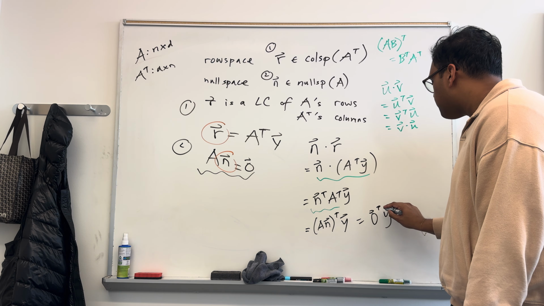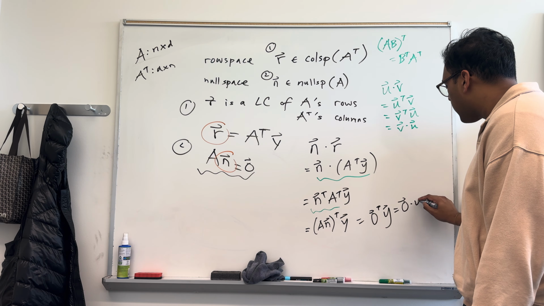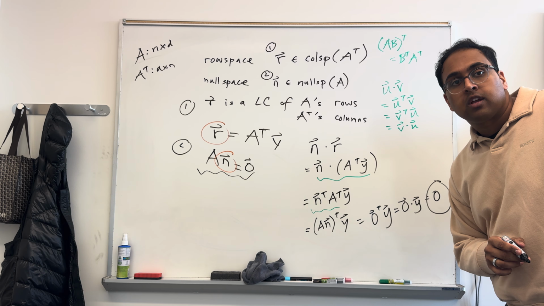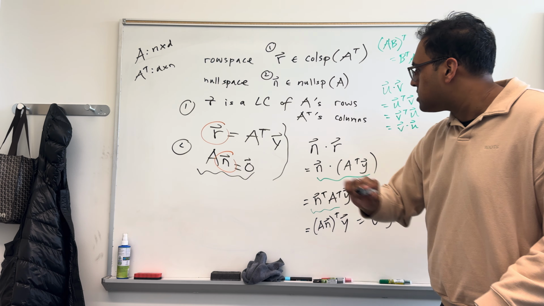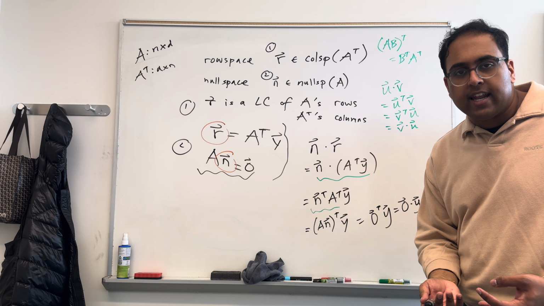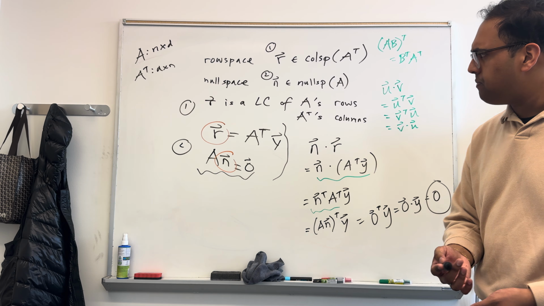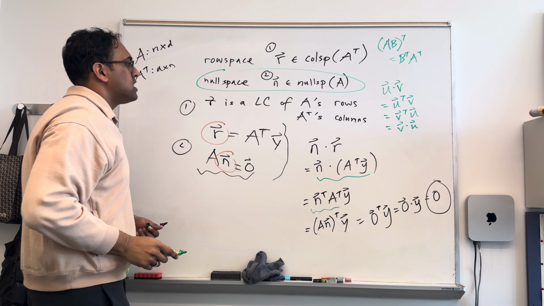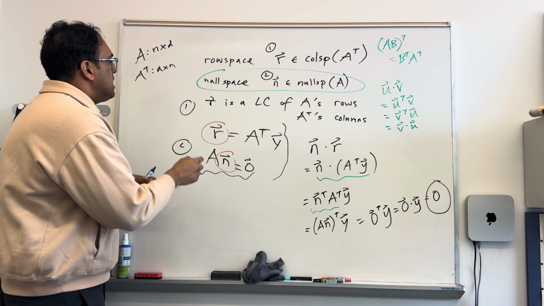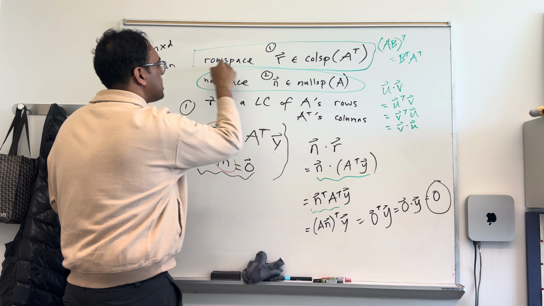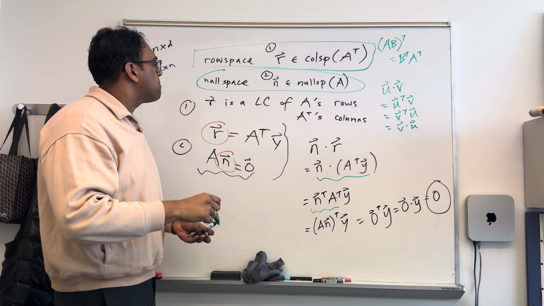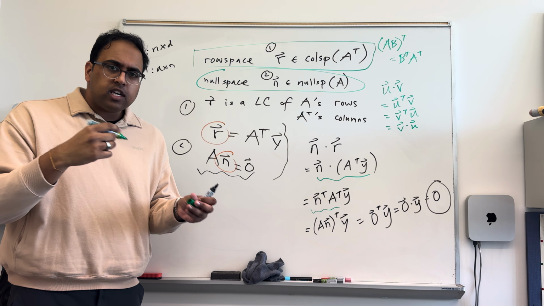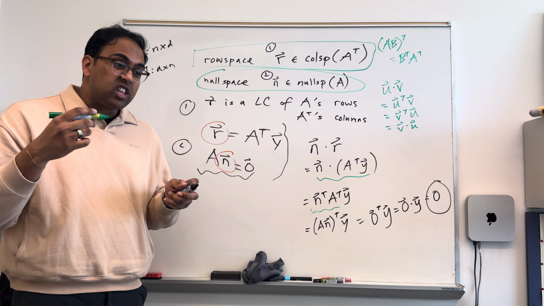So now I'm computing just the dot product of the 0 vector with y, and the dot product of any vector with the 0 vector is just 0. So just with these two expressions, I know that n and r are orthogonal. But what defined n and r? All that I assumed about n is just that it's some vector in the null space of A. And all that I assumed about r is that it's some vector in the row space of A. What this means is any vector in the row space is orthogonal to any vector in the null space.